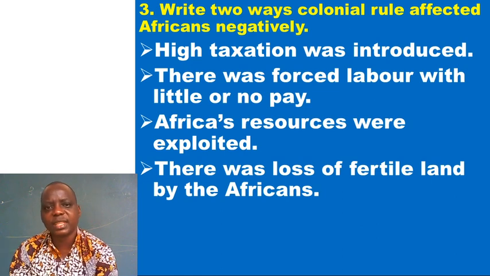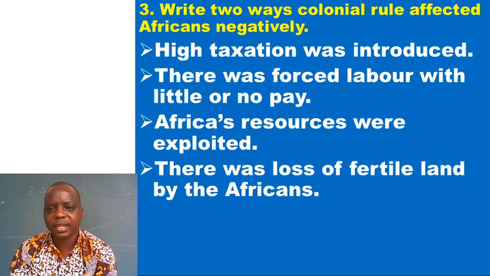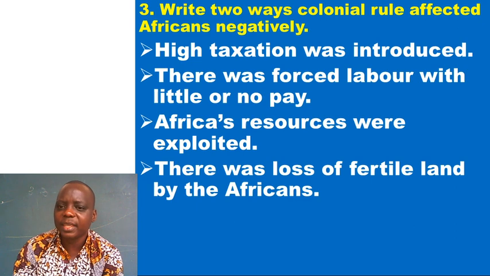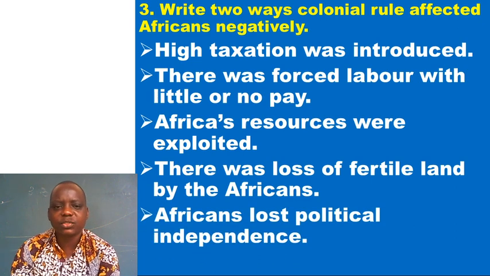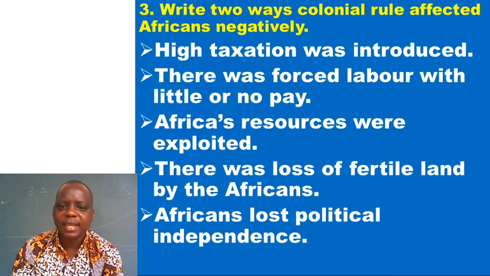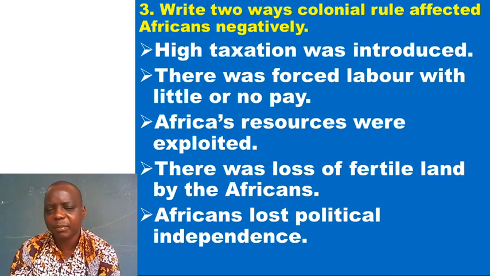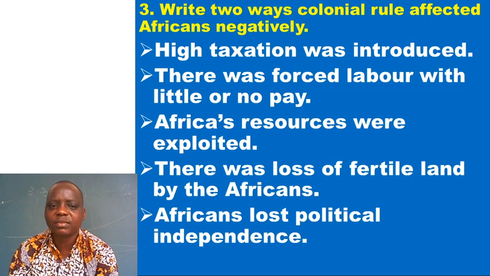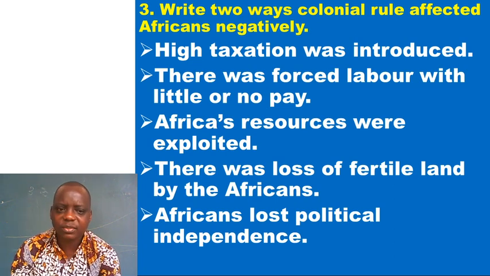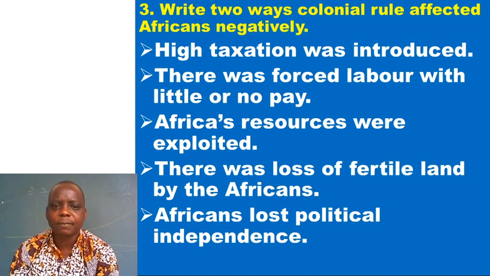We'll get to see that in our next lesson, where we get a case study of Kenya, where the Kenyans lost the fertile Kenya highlands to the white settlers. Africans also lost political independence. Before the coming of these people, Africans were politically independent. They were governing themselves and managing their resources. But when these people came, they took control of that.